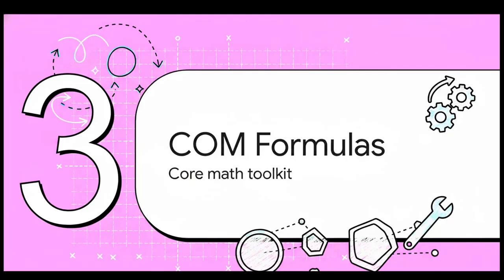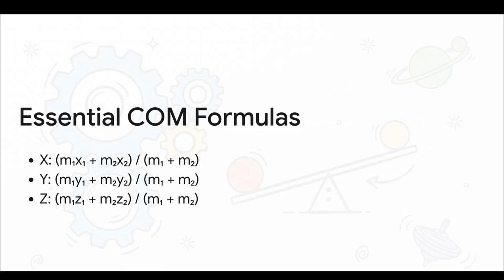Let's hit section 3, center of mass formulas. This is the core arithmetic for your coordinate systems. Okay, I know, it looks like a messy alphabet soup right now. But honestly, finding the center of mass is basically just applying a super simple repeating pattern for your x, y, and z coordinates. You literally just multiply each mass by its coordinate, add those results together, and divide by the total weight. That's the whole shebang.